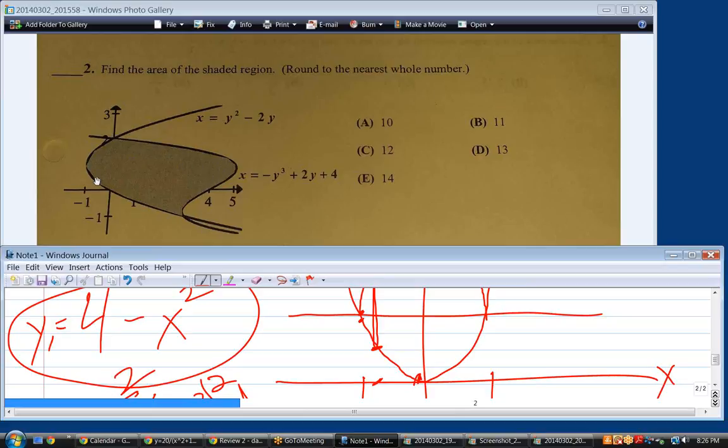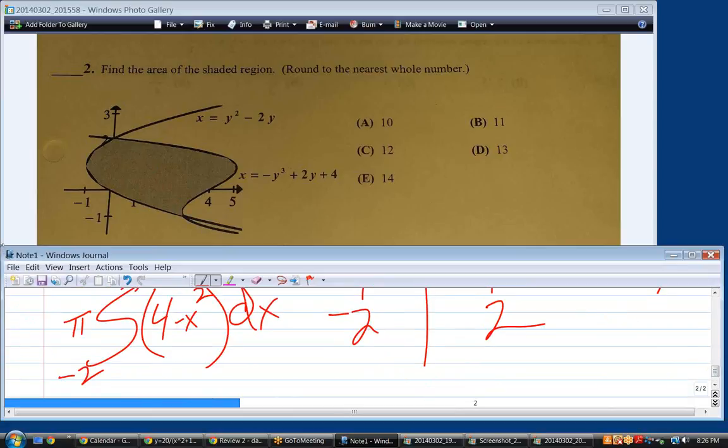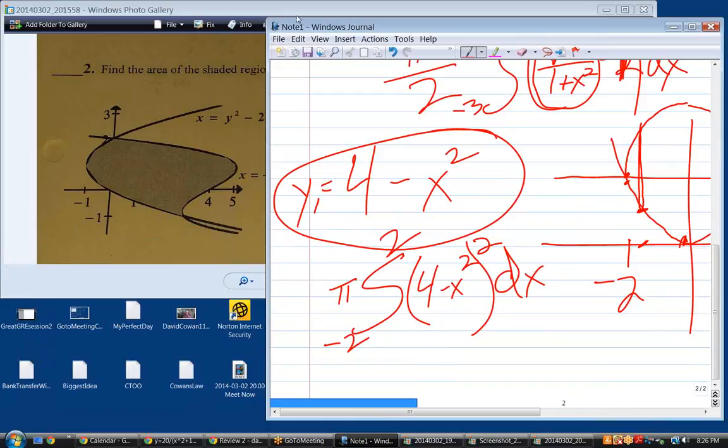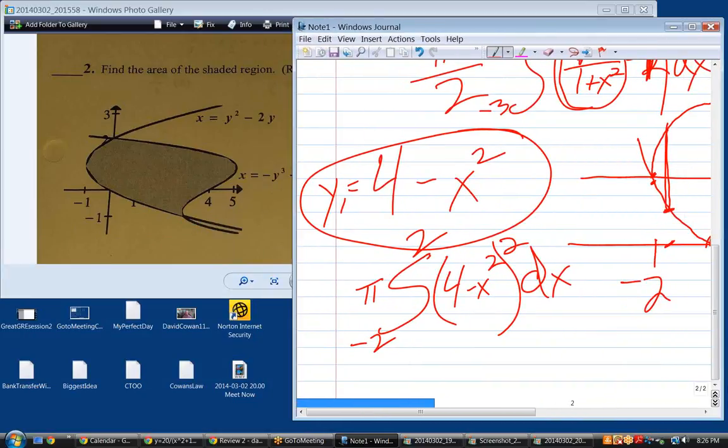However, notice that if I divide this area up into horizontal rectangles, everything works. It's the right function, which isn't a function. I should say it's the right relation minus the left relation, integrated from bottom to top. So in order to do that, we have to define this function as a function of y. Well, how convenient. They've already done it for us.